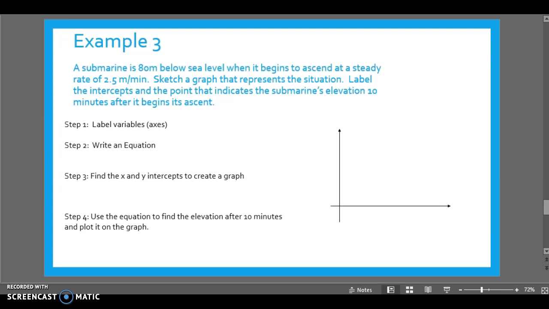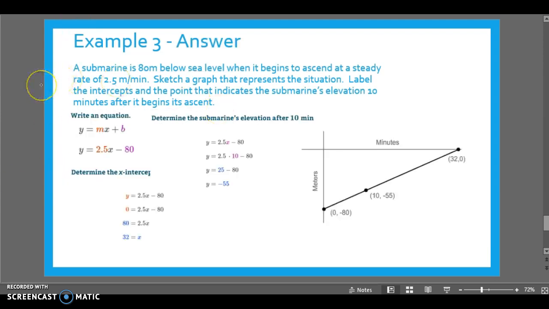All right, let's do one more example. A submarine is 80 meters below sea level when it begins to ascend at a steady rate of 2.5 meters per minute. Sketch a graph that represents the situation. Label the intercepts and the point that indicates the submarine elevation 10 minutes after it begins its ascent. So let's look at what this looks like.